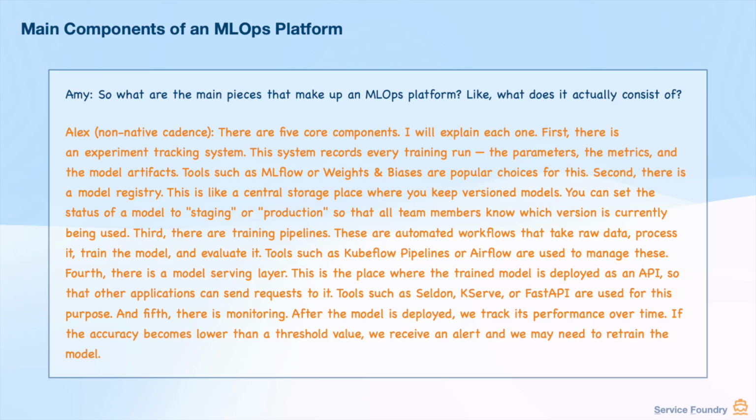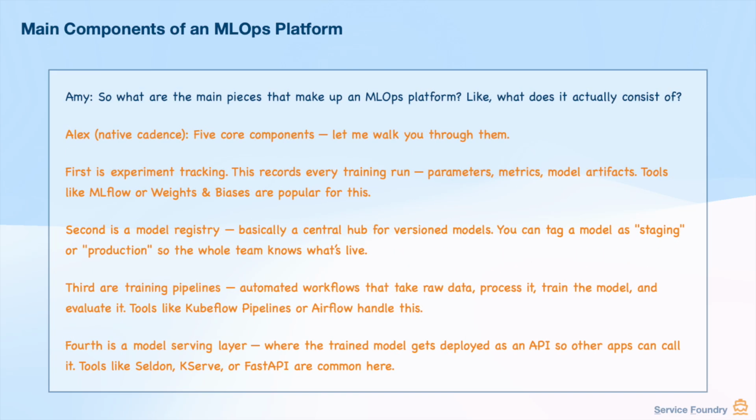Fourth, there is a model serving layer. This is the place where the trained model is deployed as an API so that other applications can send requests to it. Tools such as Seldon, KServe, or FastAPI are used for this purpose. And fifth, there is monitoring. After the model is deployed, we track its performance over time. If the accuracy becomes lower than a threshold value, we receive an alert and we may need to retrain the model.